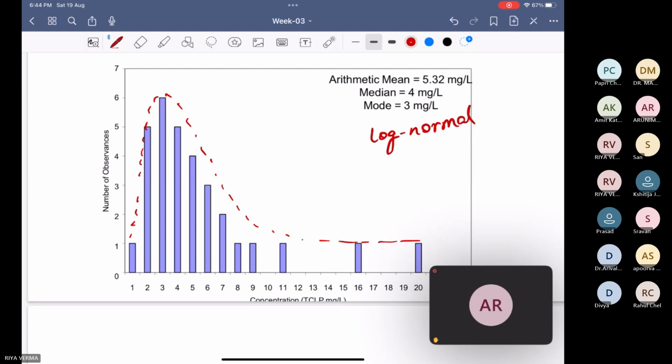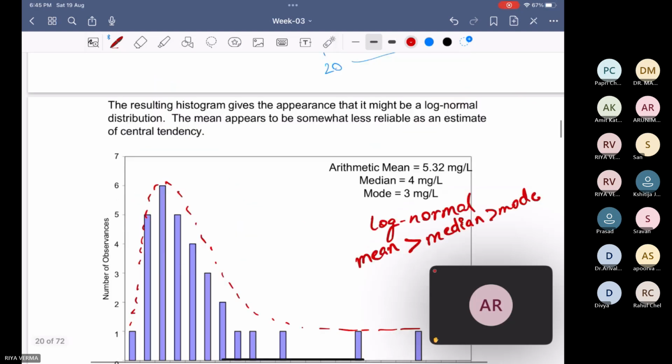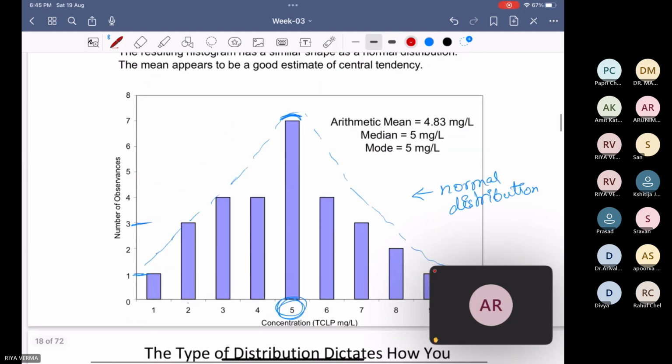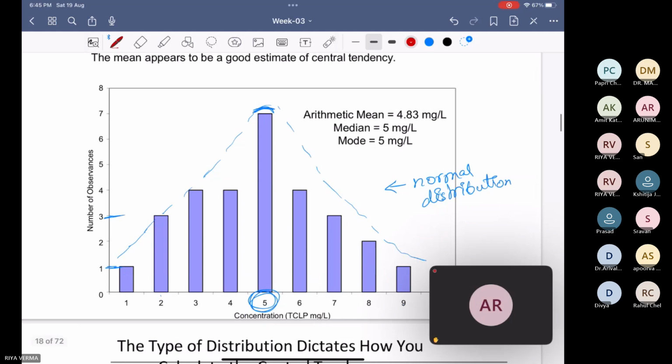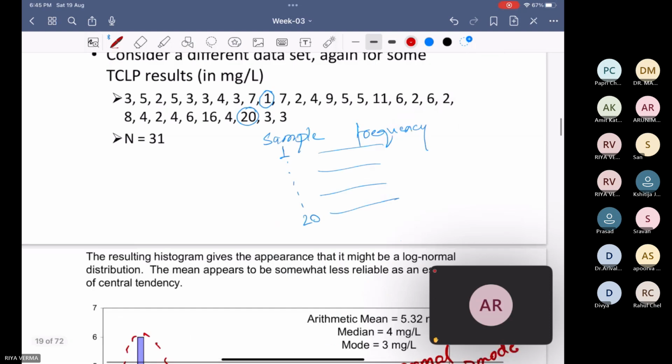In log normal distribution, your mean is more than median and mode. Normal distribution में mean value क्या थी? कम थी. Is less than. Right.